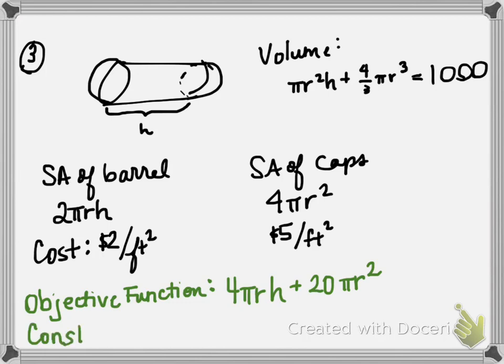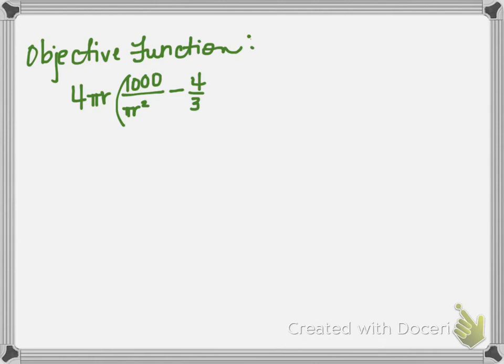We have a constraint, and that is our volume. Okay, so we're going to put these two together to get an objective function in just one variable. I'm going to take that volume equation and solve for one of the variables. H really looks like the easier one to solve for, so that's what we're going to do. So our objective function is 4 pi r times 1,000 over pi r squared minus 4/3 r. That's what we get when we solve for H, plus 20 pi r squared.